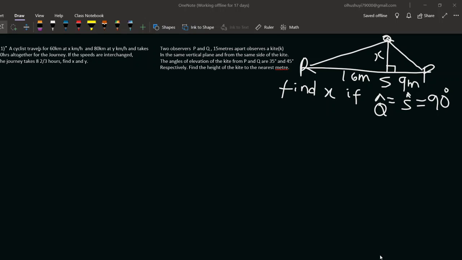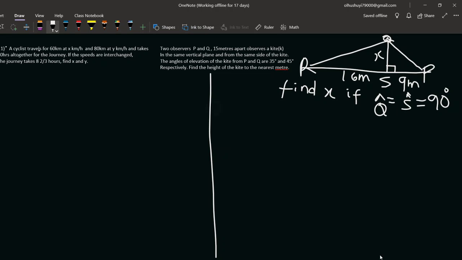Number one: a cyclist travels 60 kilometers at x kilometers per hour and 80 kilometers at y kilometers per hour, and takes 10 hours altogether for the journey. If the speeds are interchanged, the journey takes 8 2/3 hours. Find x and y. So let's deal with this.